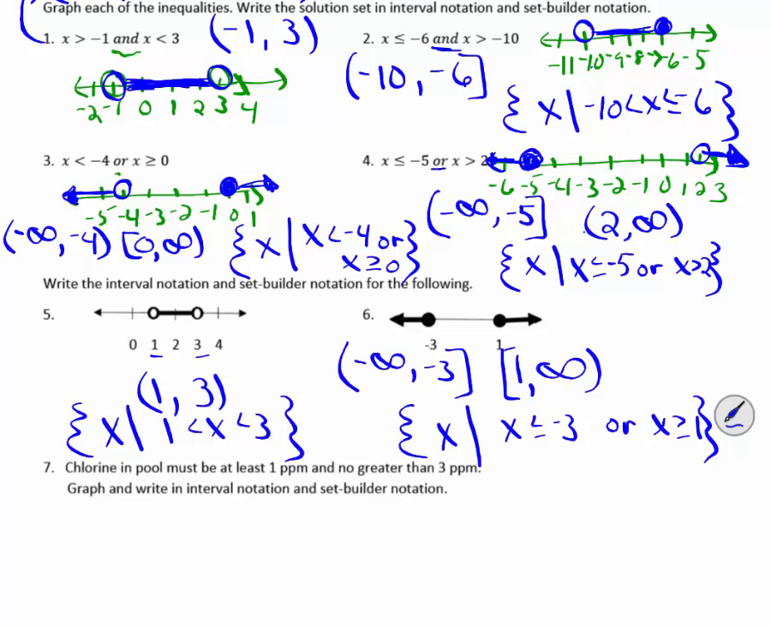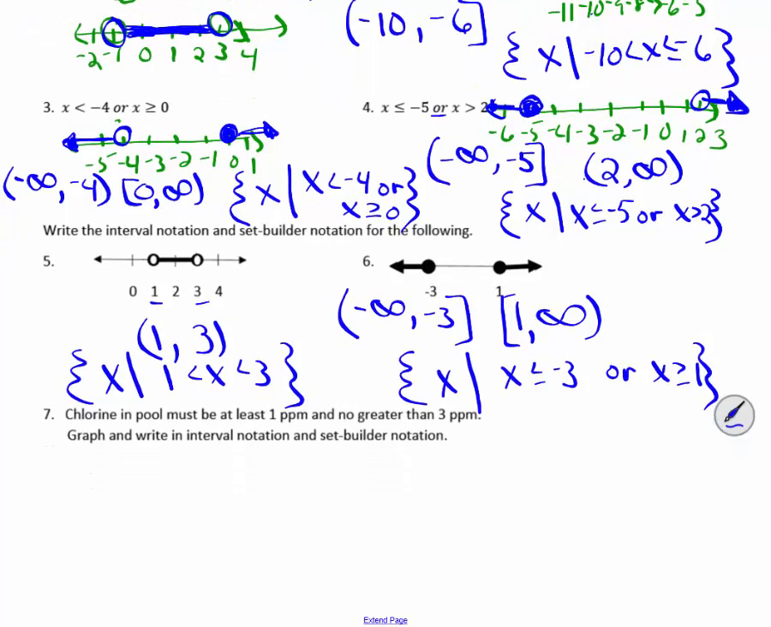Whew, chlorine in a pool must be at least 1 part, ppm stands for parts per million. That's a thing you're going to learn more about when you take chemistry at high school. And no greater than 3 parts per million. Graph and write it in interval notation.